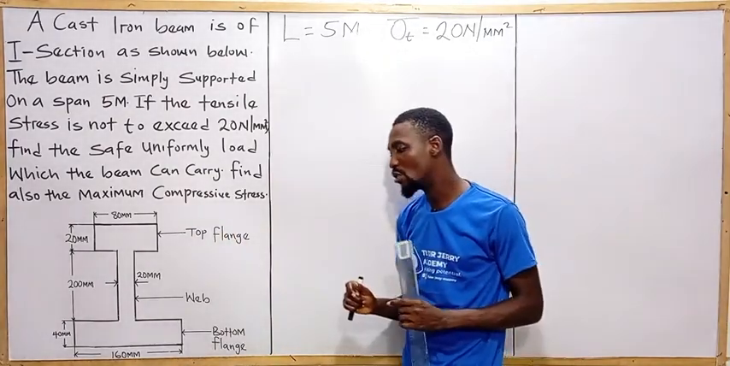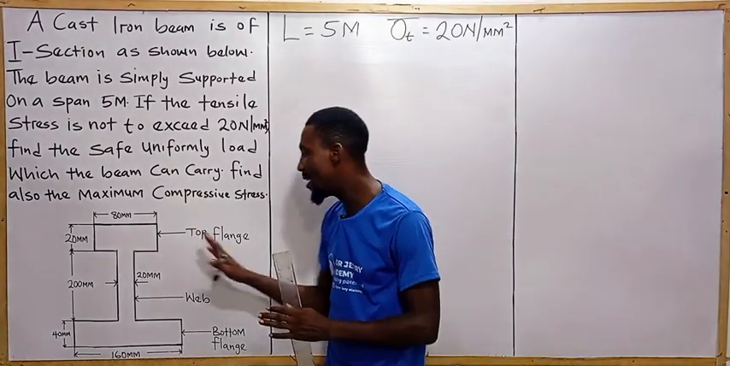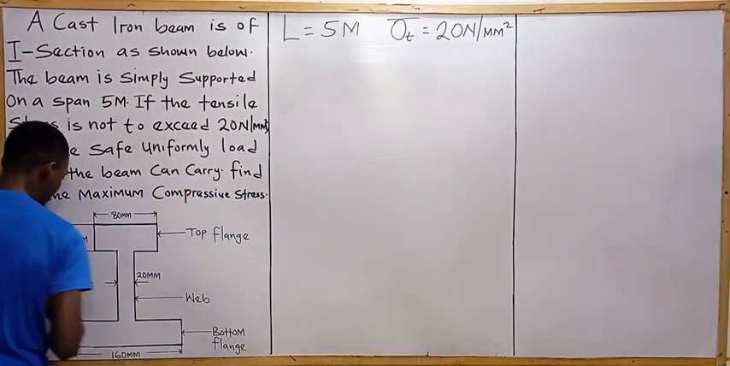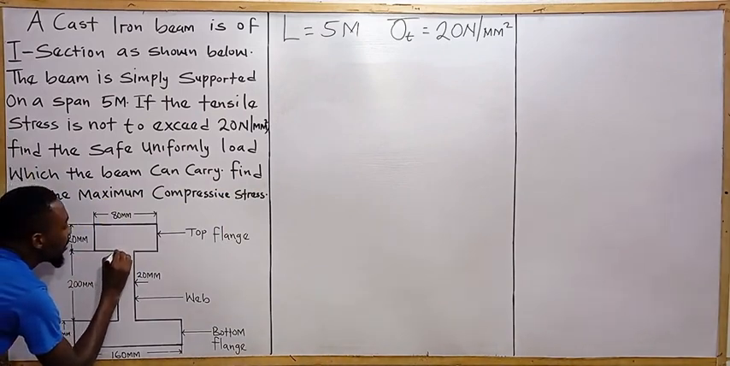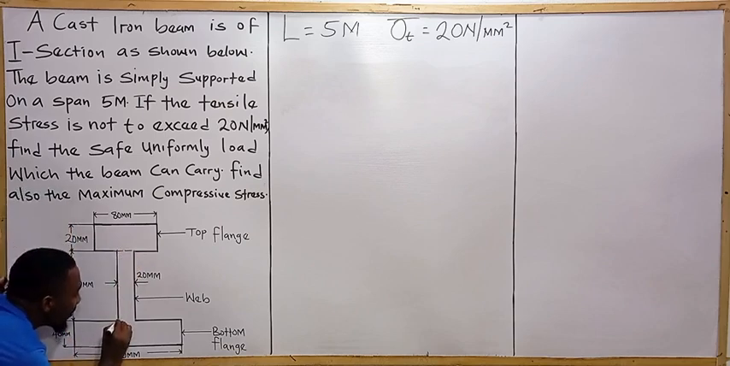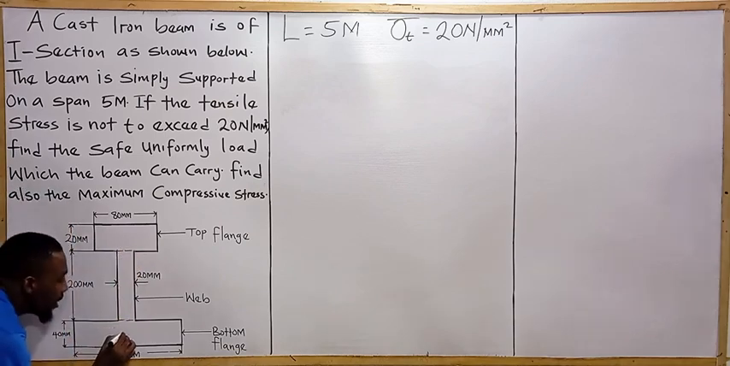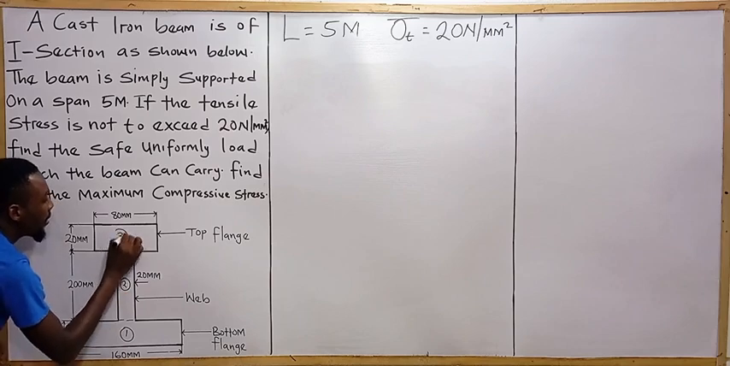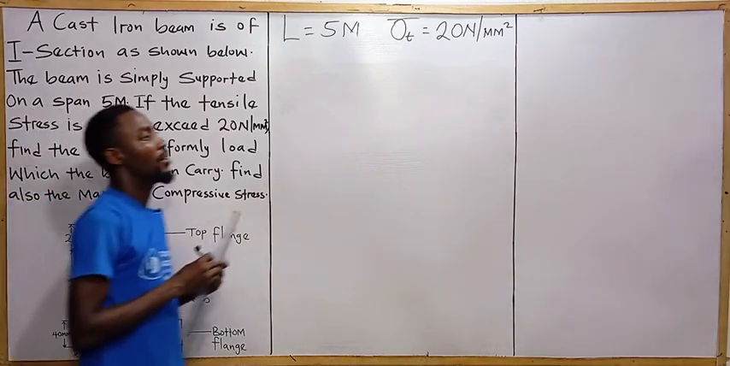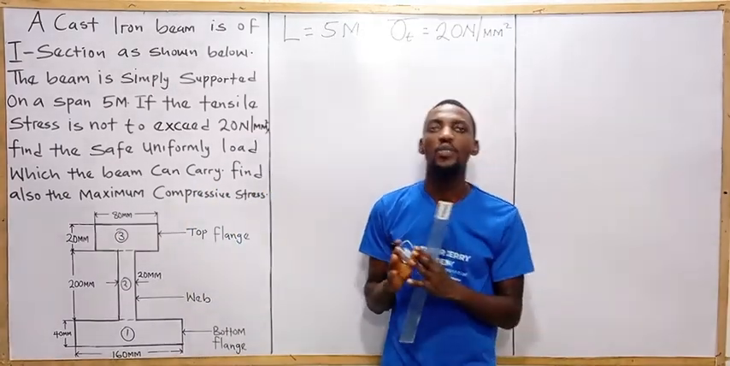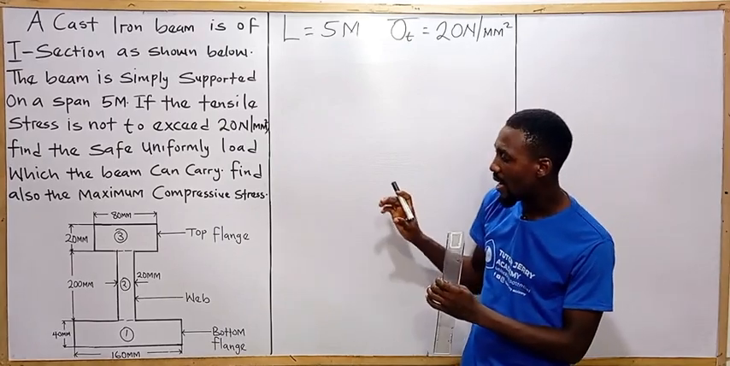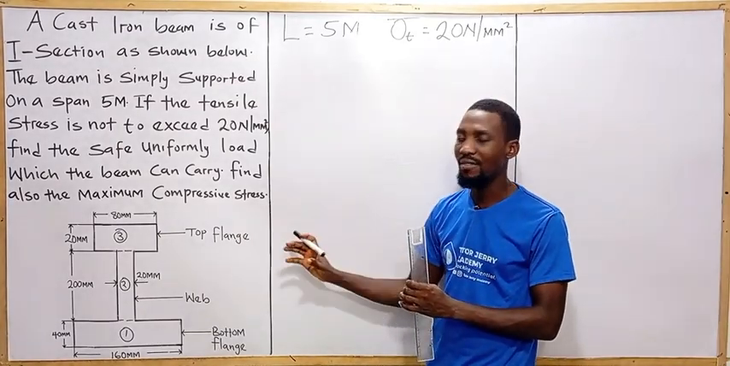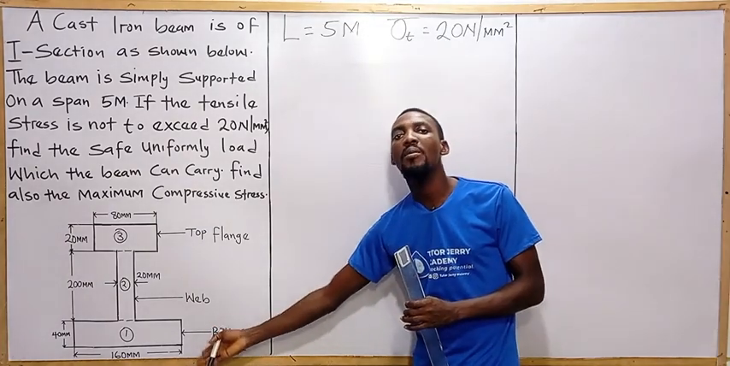So for us to proceed with this question, we are going to divide this I section into three rectangles. We do that by drawing a dotted line here and here, here and here. So here is our rectangle 1, here is our rectangle 2, and here is our rectangle 3. All right, so firstly we are going to be calculating the distance of the center of gravity from the bottom face.